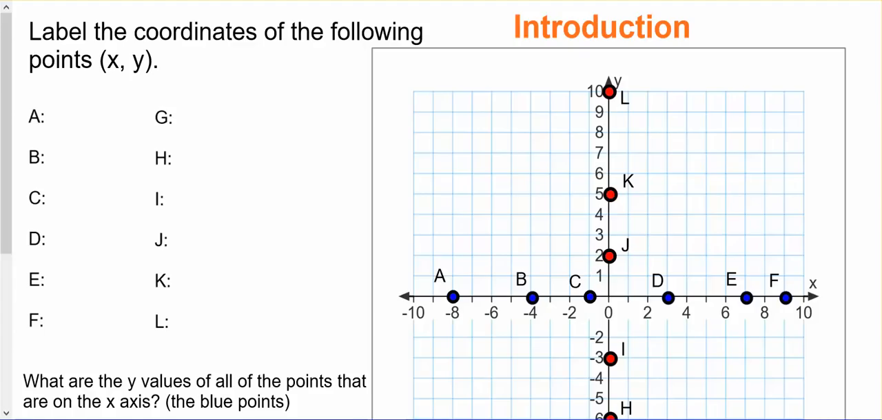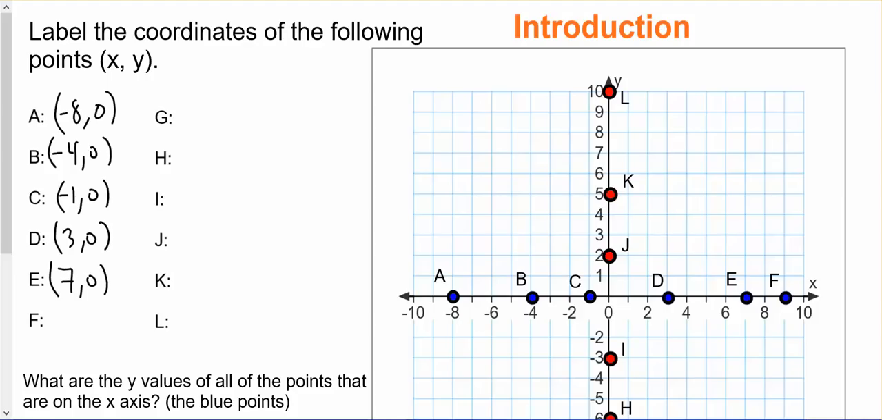Labeling points. The main thing that I want us to notice is that as we label our points, A is -8, 0. B is -4, 0. C, -1, 0. D, 3, 0. E, 7, 0. F, 9, 0.